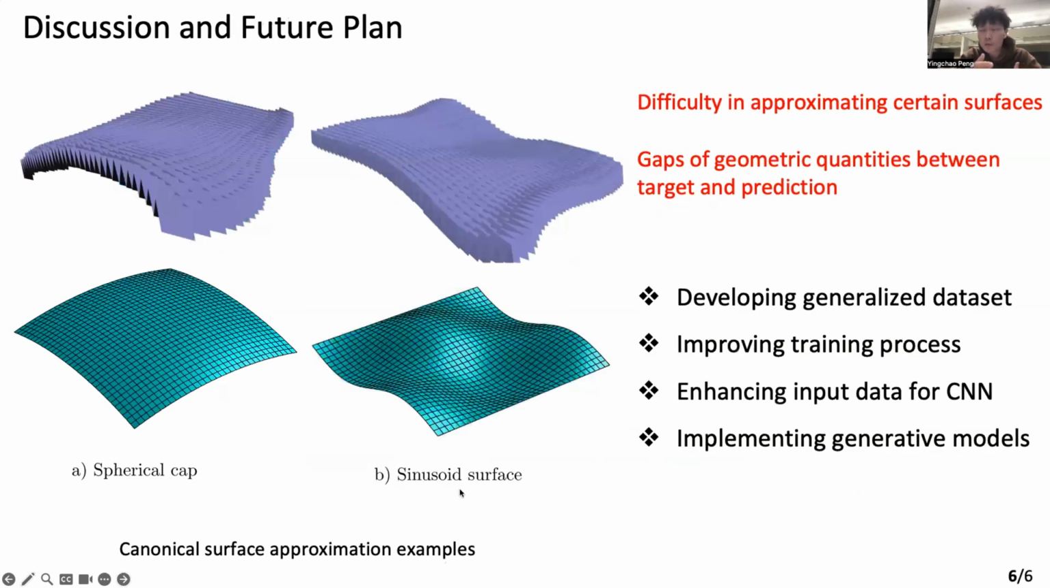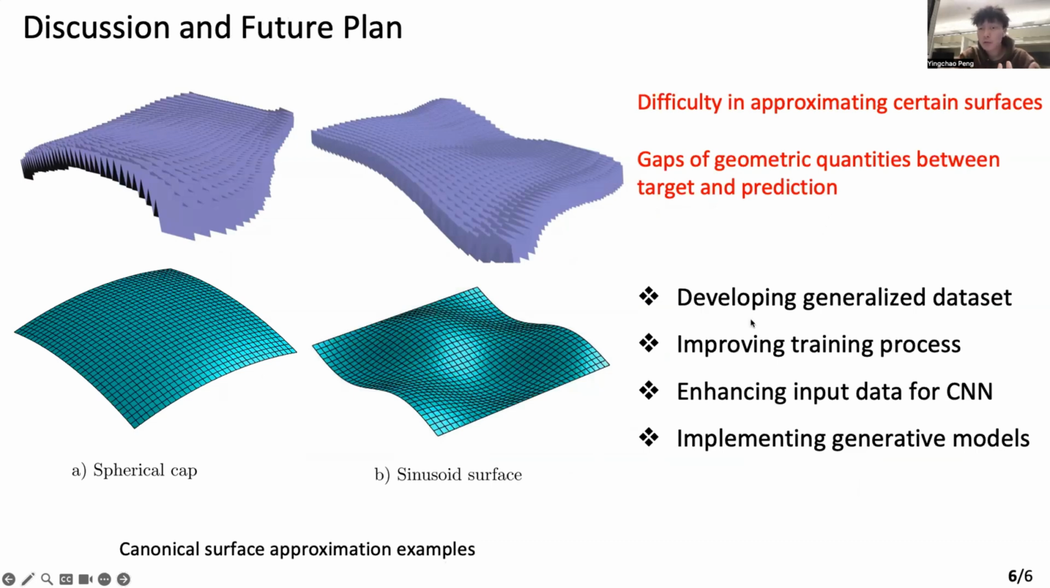But when we turn to the canonical surfaces, these 2 results show a good approximation in some local areas, but overall, the first and second fundamental forms are not as accurate as what we have for the test data. So we have difficulty in approximating certain surfaces, and we have gaps.